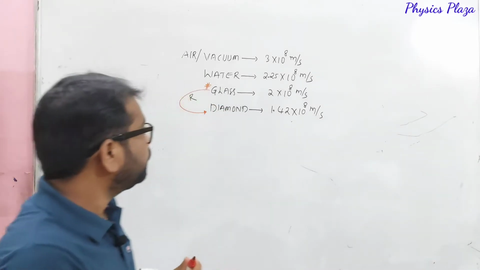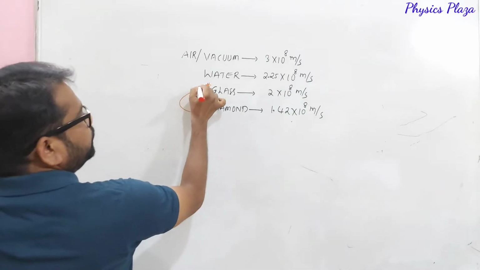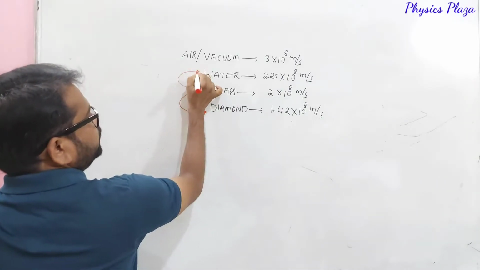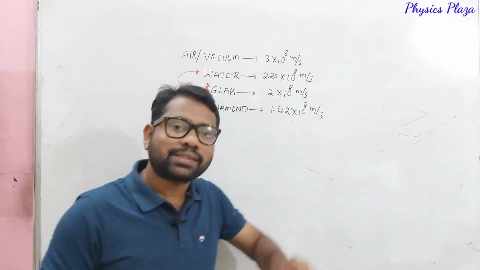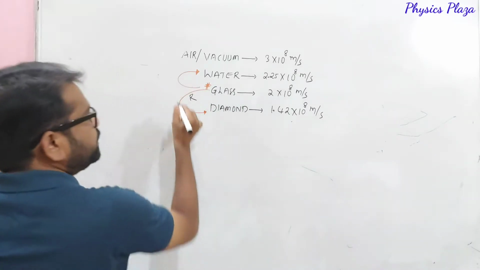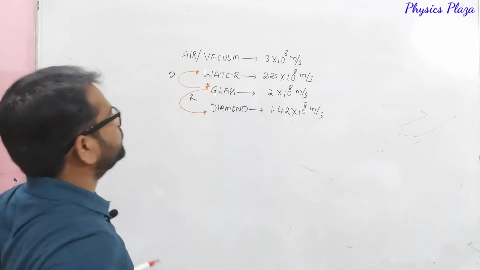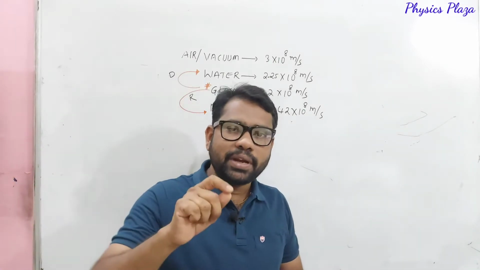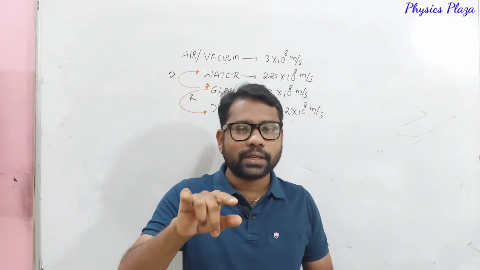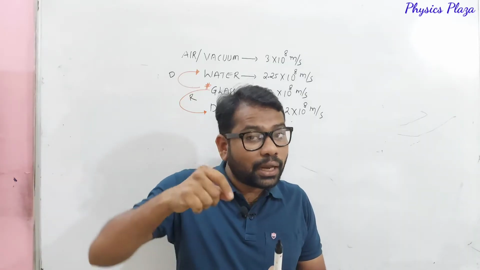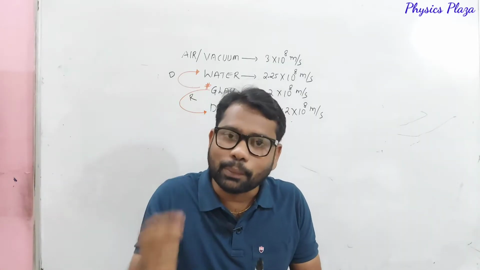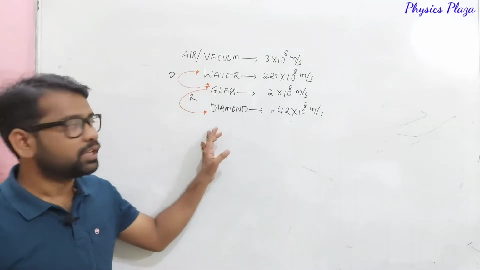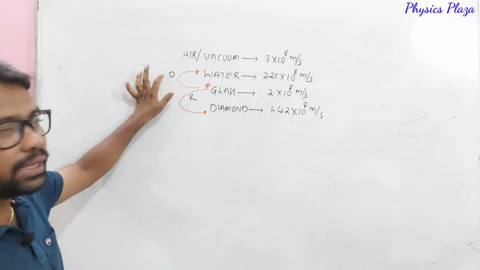But when you compare with water, the speed of the light is less in glass, so it behaves like a denser medium. So what I mean to say is that a medium can be rarer or denser, depending on the other medium with which you compare. The best example is this only. So glass can be rarer and denser.